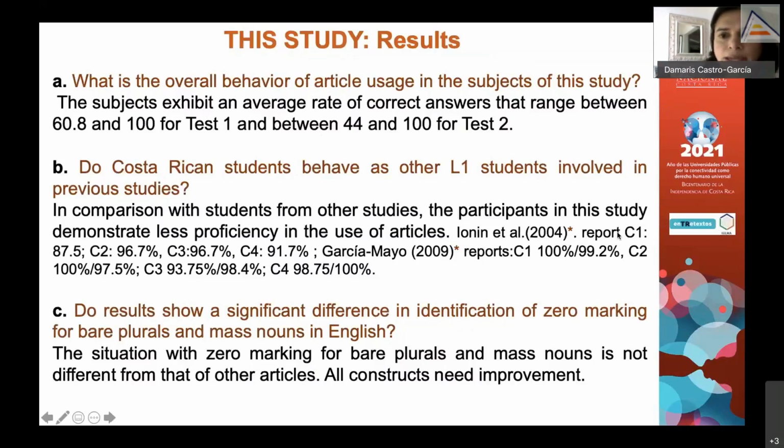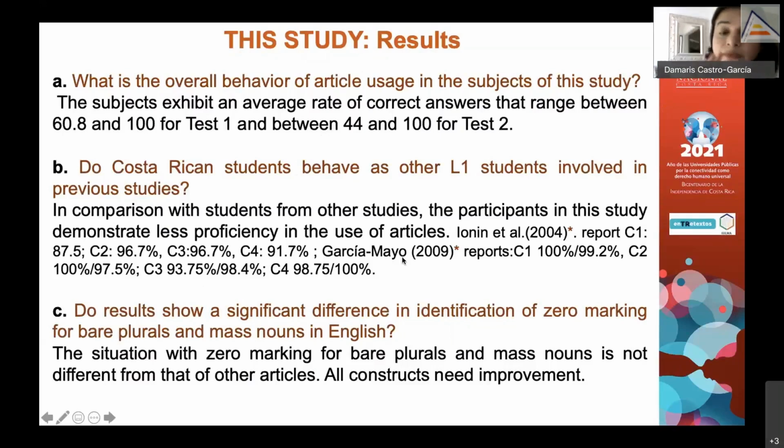If we look at results like the ones that are presented here for Yonin et al., for example, they range between 87 and above. And in the case of Garcia Mayo, she reports over 93.75 as the lowest of her percentages. So in our case, we are very far apart from the results that have been obtained before. And also, we would expect that the zero marking for mass and plural nouns would be the most difficult item, but it is not the case. We see that students have the same degree of difficulty across the board with different types of articles in the system. Why do we have these different results?